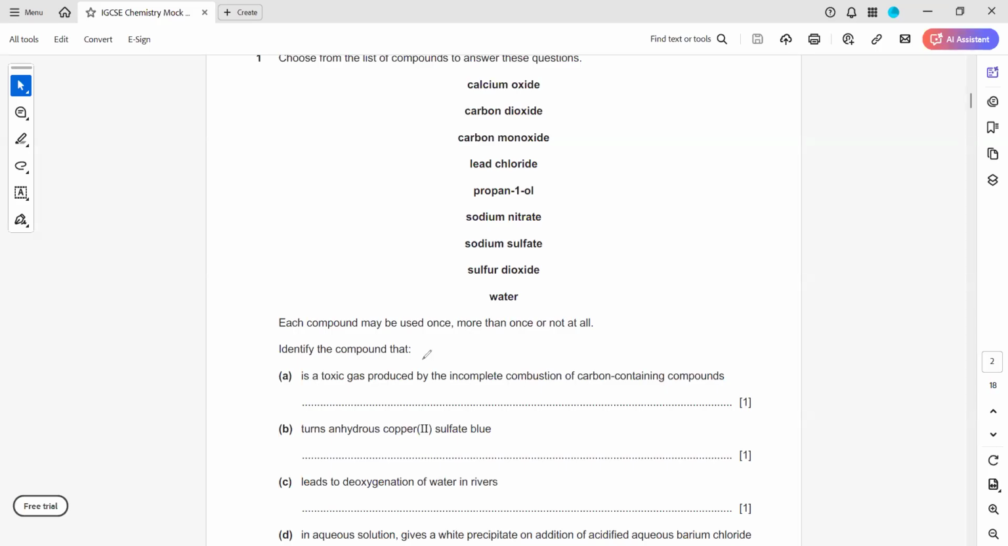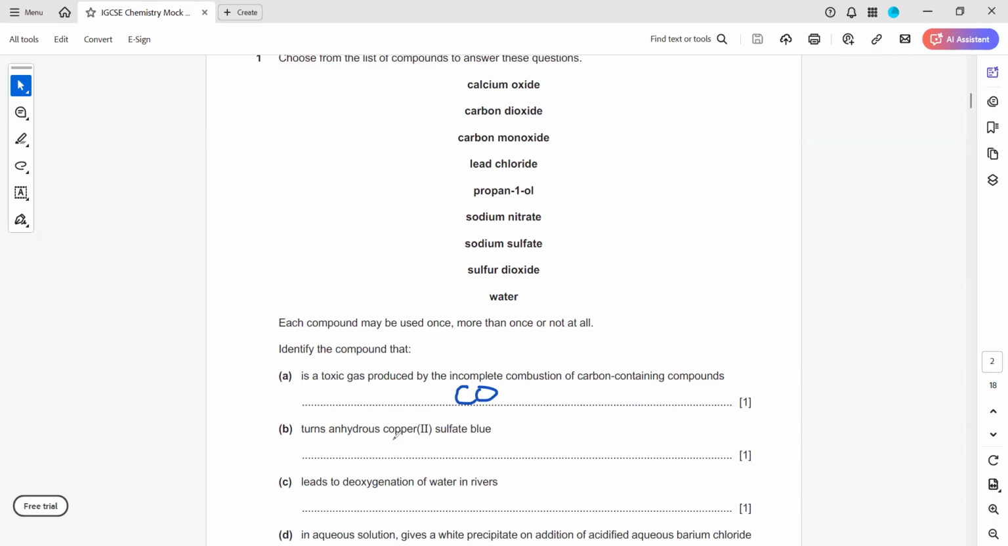We have to name this to identify the compound. I'm writing a formula, but in the exam, you're not supposed to write the formula here. You're supposed to write the name of the compound. For those who just joined now, this is a mock 1 chemistry, paper 4 mock set 1.